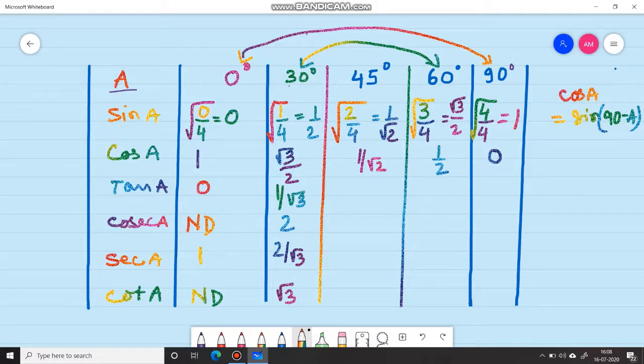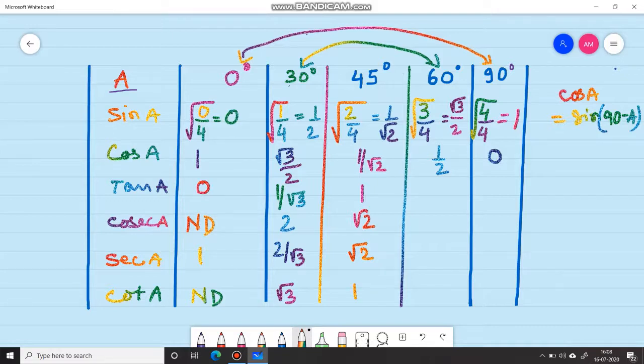Now come here. Sin 45 is 1 by root 2, cos 45 is 1 by root 2. Now tan will be sin by cos, so 1 by root 2 divided by 1 by root 2 will give you 1 here. Cosec 45 means 1 by sin 45. 1 by sin 45 will be 1 by 1 by root 2, therefore here you will get root 2. And here also you will get root 2, because cos is 1 by root 2, so 1 by cos you will get root 2 here. And cot means 1 by tan; tan 45 is 1, so cot 45 will be 1 by 1. So you are getting 1 here.